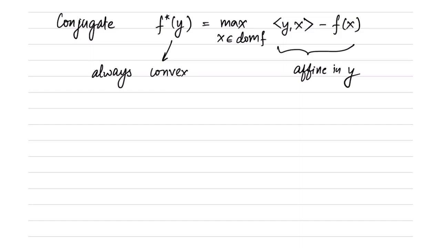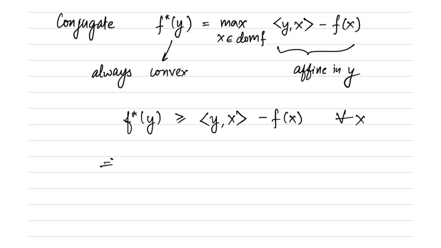Note that an implication of this definition is that f star of y is greater than or equal to the inner product of y comma x minus f of x for all x, because this is the maximum. So the maximum is always greater than or equal to y comma x minus f of x for a given x, for any x. And in other words, you could say that f of x plus f star of y is less than or equal to the inner product of x comma y, right? So this is an interesting implication of the way in which the conjugate is defined.